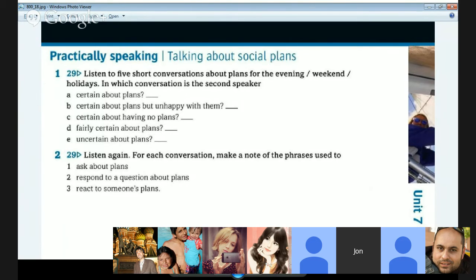Okay, here we go. These are very short, so these are 3 lines each. Listen and tell me, for each of the 5 situations, which is the best description in part 1.